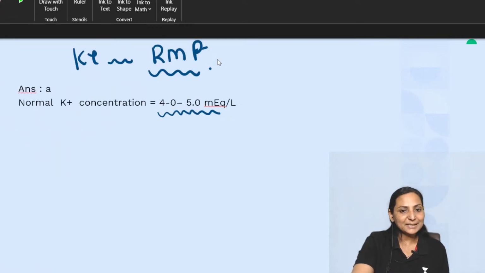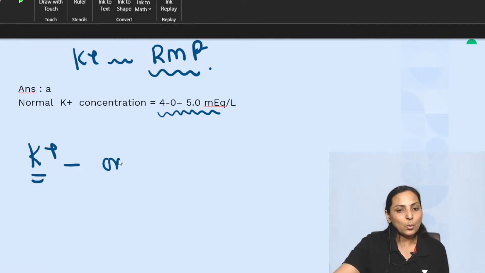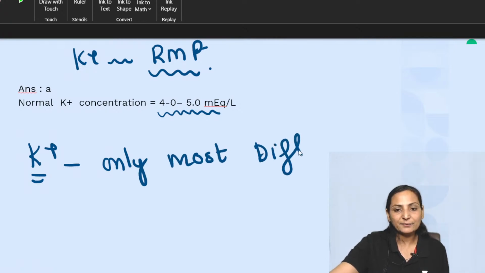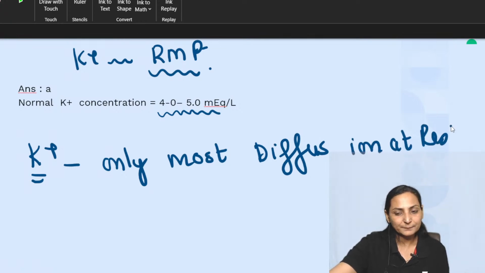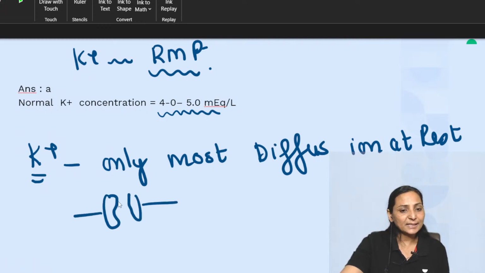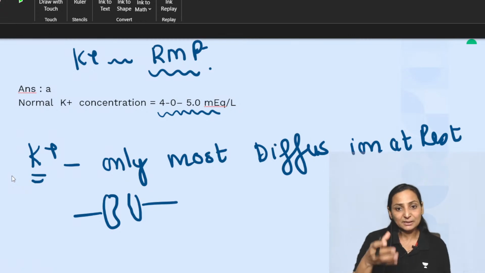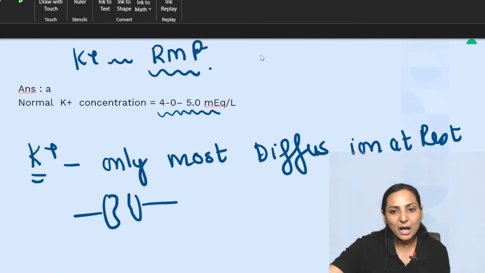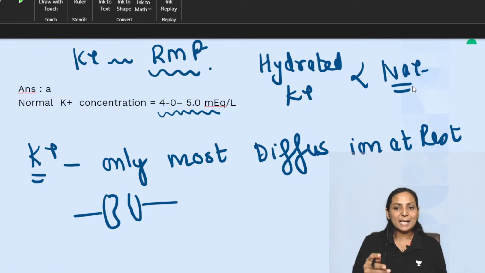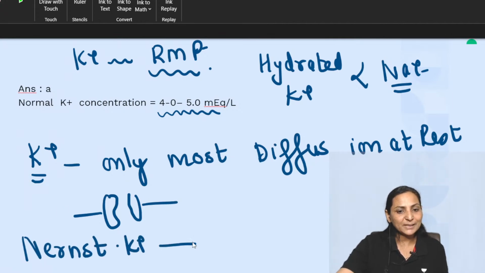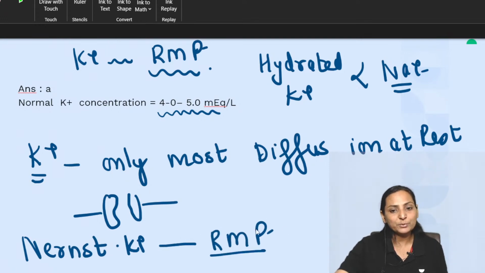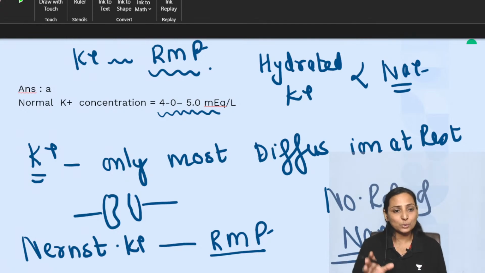Now before that, certain very basic concepts regarding potassium. Potassium is the most diffusible ion at rest, because the leaky channels show more permeability to potassium than to any other ion. The reason is, if you look at sodium, its radius is less than that of potassium, but the hydrated potassium ion is much smaller than that of sodium, and therefore the leaky channels are maximally permeable to potassium. So it is the Nernst potential of potassium that is closest to RMP. That means potassium is the main contributor to your RMP, and there is no role of sodium in RMP. This is very important, that there is no role of sodium in RMP.